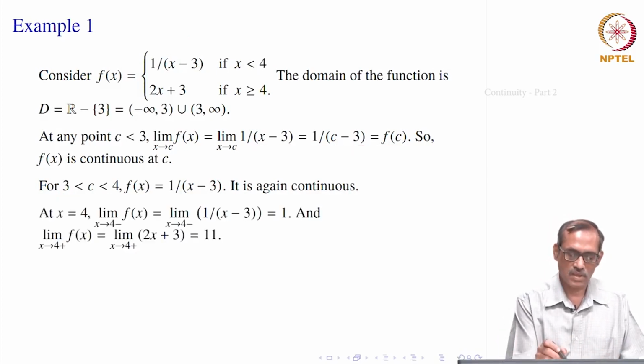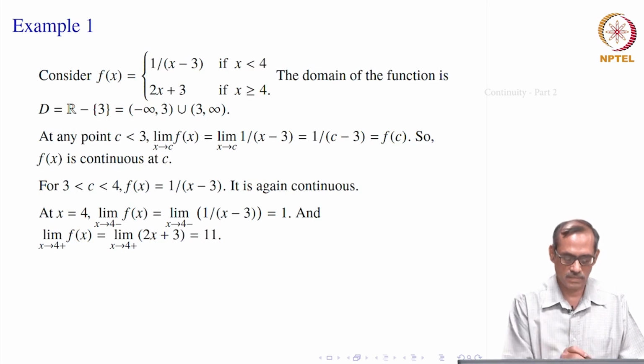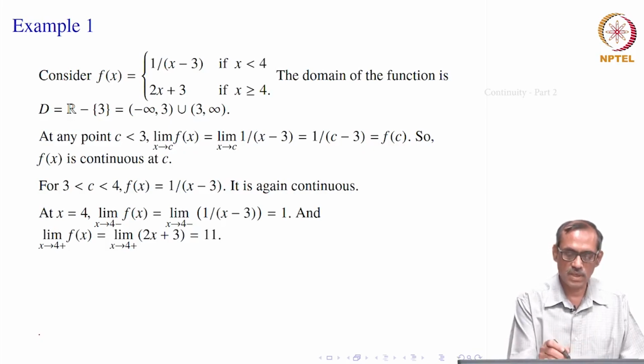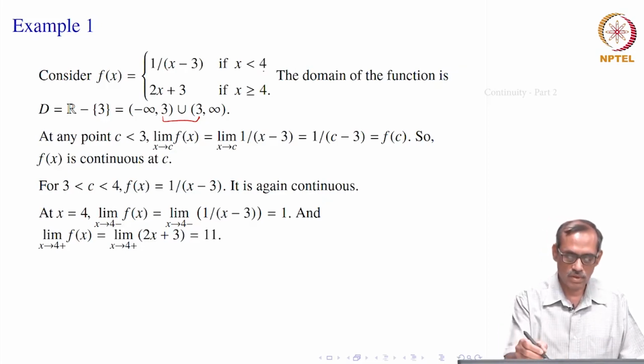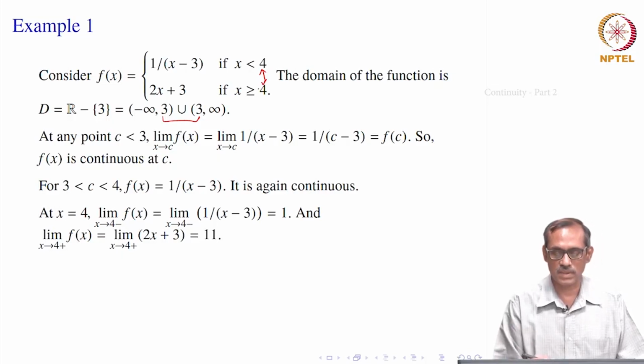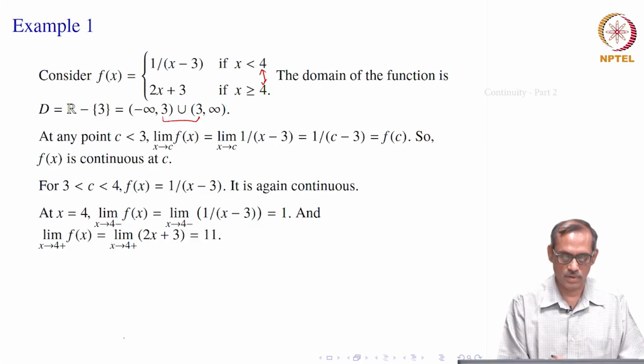Now, what happens at 3, if C is equal to 3 or C is equal to 4? C equal to 3, f of 3 is not well defined, it is not defined at all. Okay. So, the question of its continuity at 3 is meaningless, we do not consider it. So, we go to the other possible breakpoint, 4, where two different definitions of the function are there. To the left of it, it is like 1 by x minus 3, to the right of it, it is 2x plus 3. So, we consider that as a special point, 4, now.